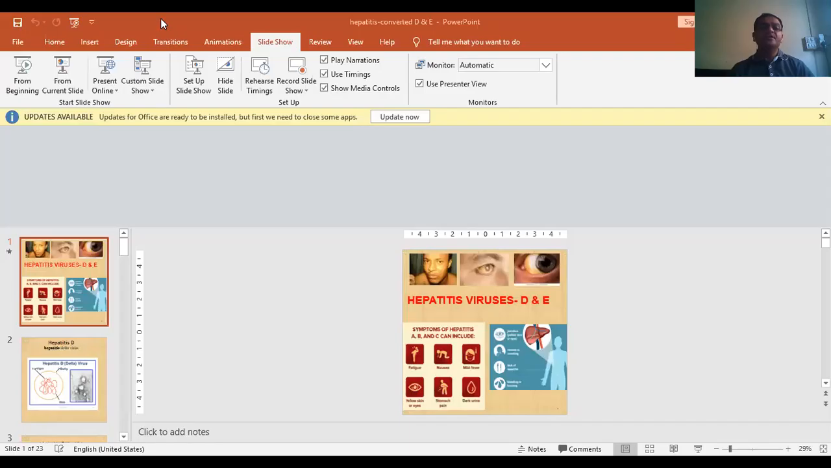Hepatitis D and hepatitis E. Friends, do you know what hepatitis D and hepatitis E are? What are the causative agents responsible for causing these diseases? Yes, in this case, both hepatitis D and hepatitis E are diseases that we have to study.